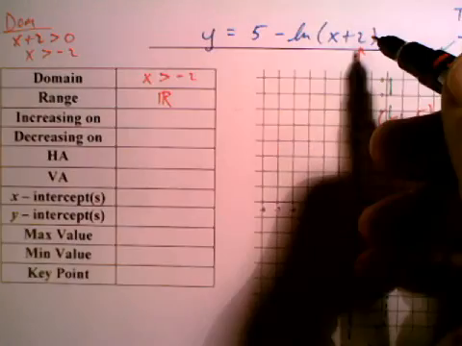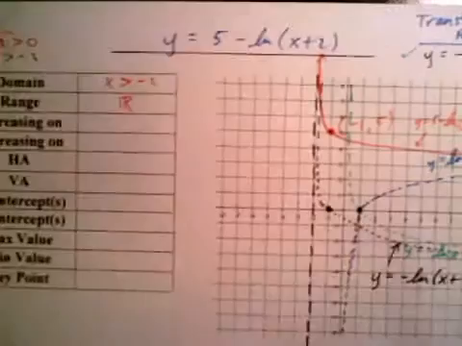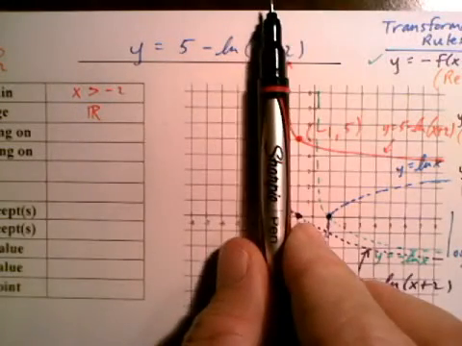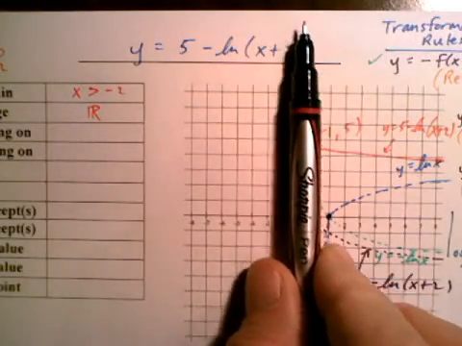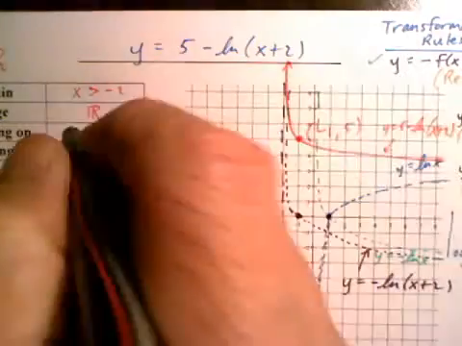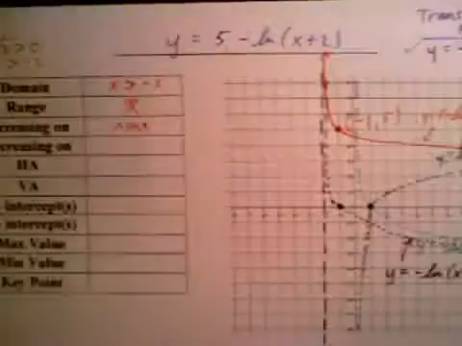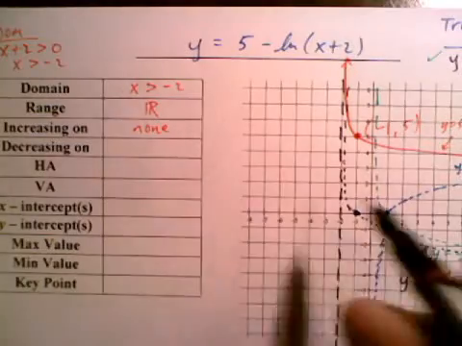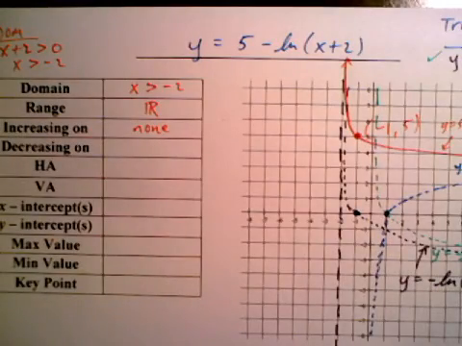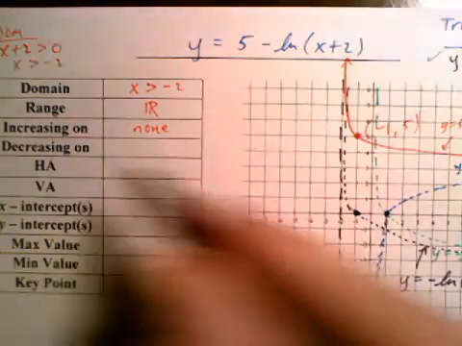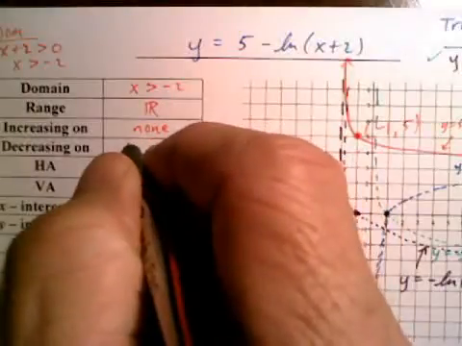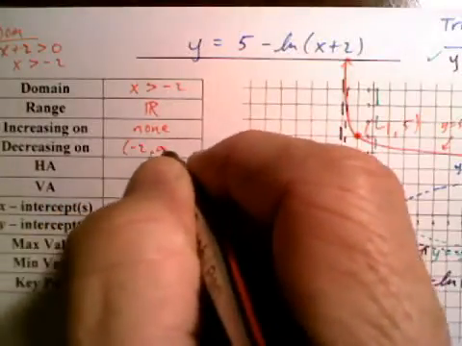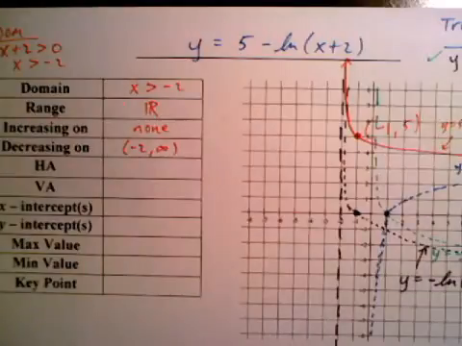Increasing. Is this function increasing at all? If we look at the graph, we see as we're moving left to right, the y values are getting smaller. So no, it's not increasing anywhere. Increasing nowhere. Decreasing over all real numbers in the domain. So be careful there. You don't want to just say all real numbers. It's all real numbers in the domain, and it's usually better to write it in interval notation for the decreasing and increasing.